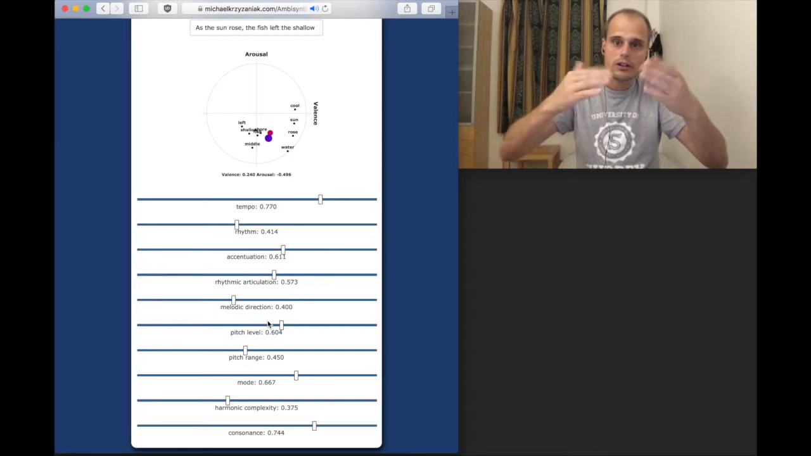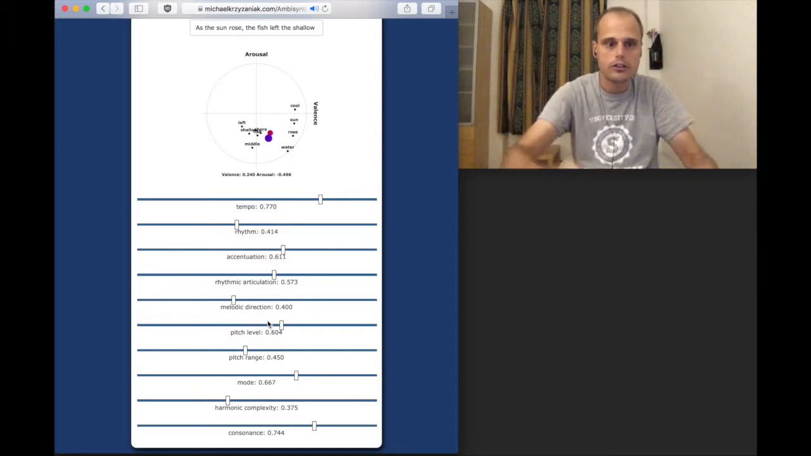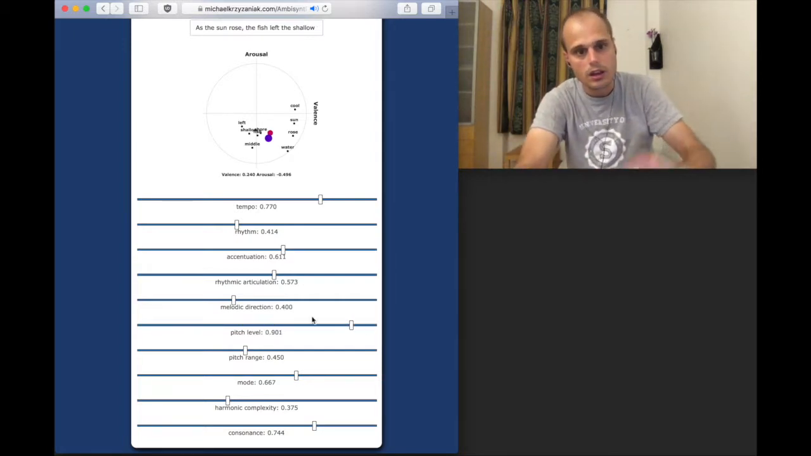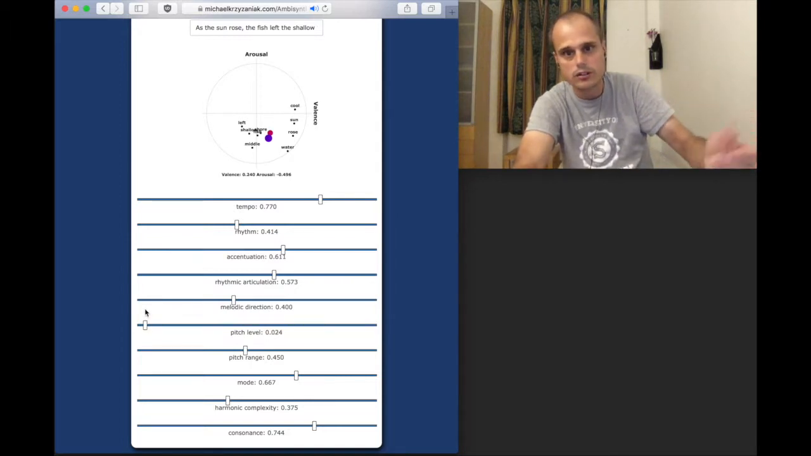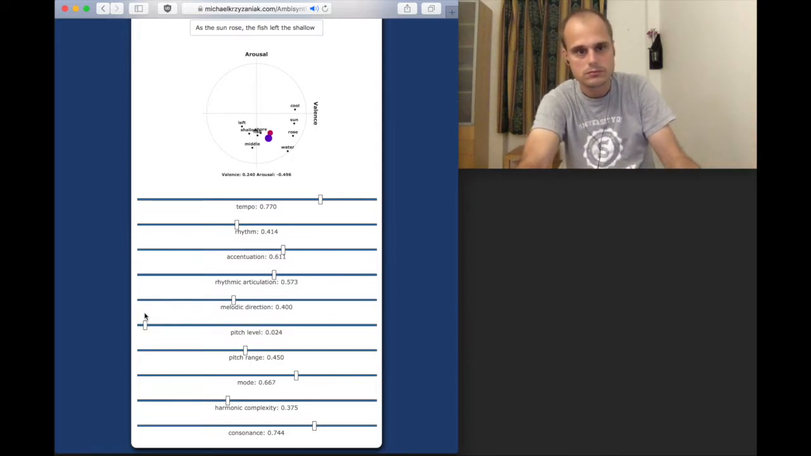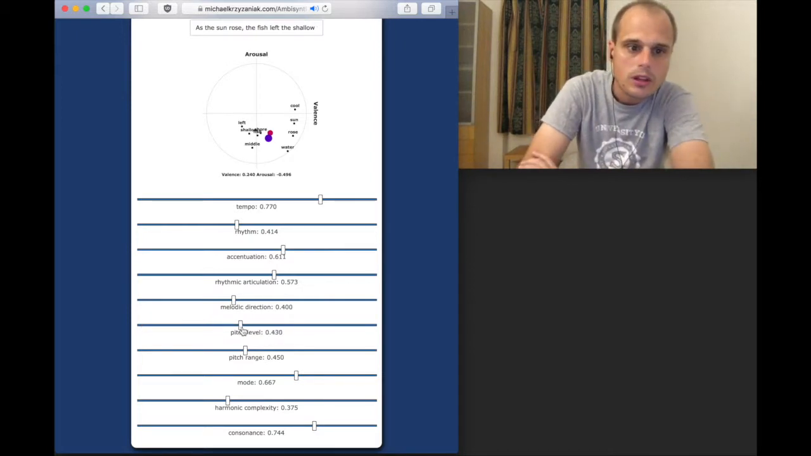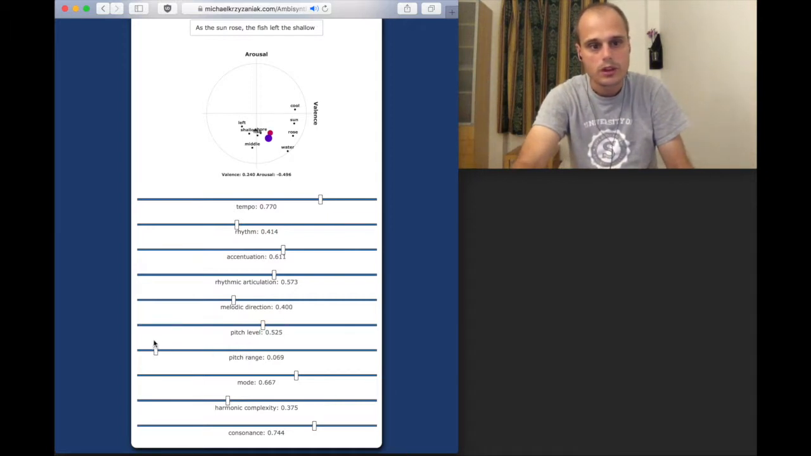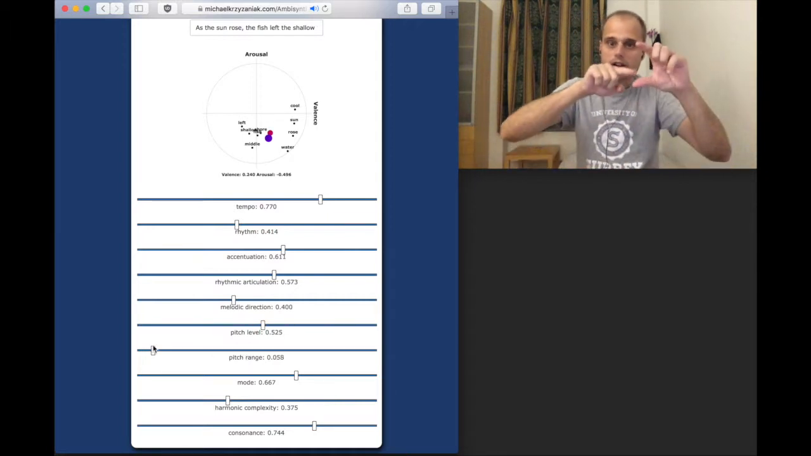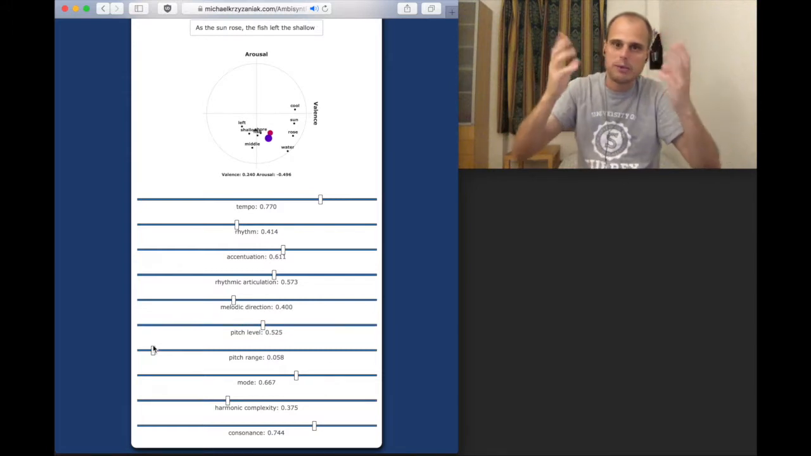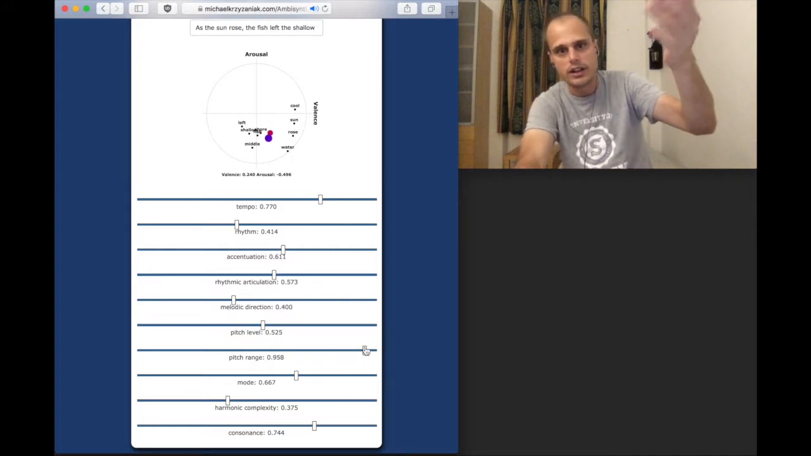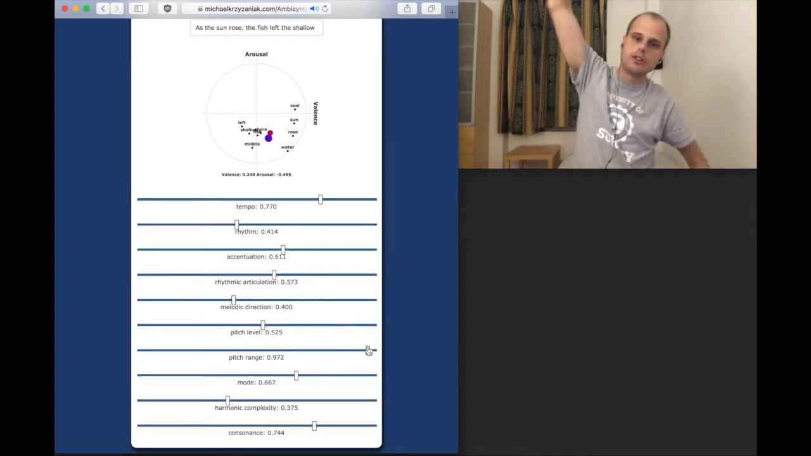Okay, pitch level, I think it's pretty clear just how high or low is the pitch overall. So you hear a lot of very high notes, and on this side you should hear a lot of low notes. Okay, and then the pitch range. Over here, all the notes are within maybe an octave or so. And when I move this slider over here, all the notes will be spread out over several octaves.